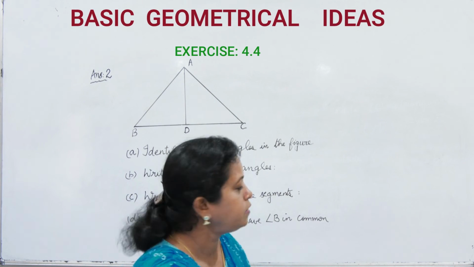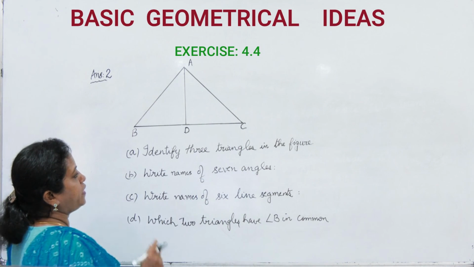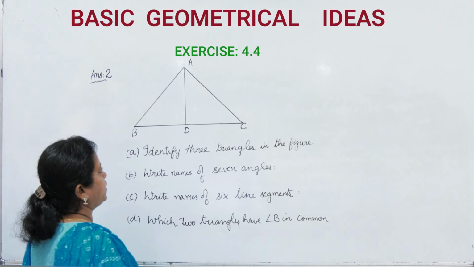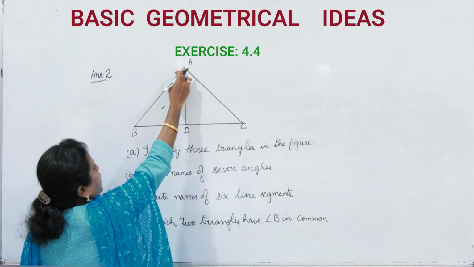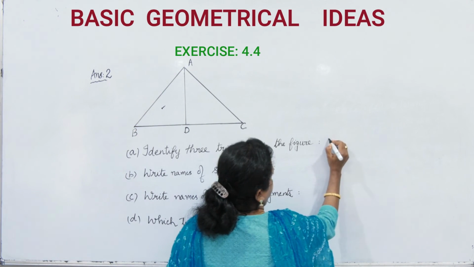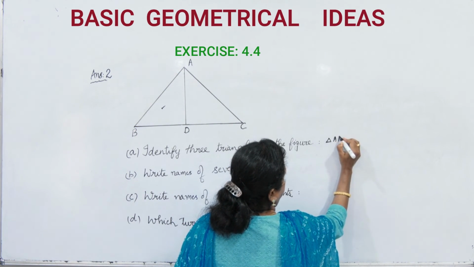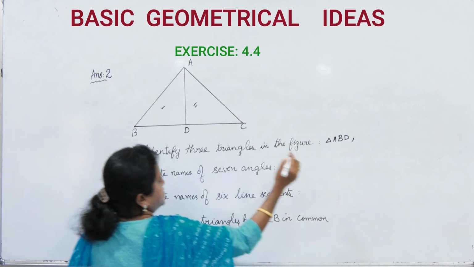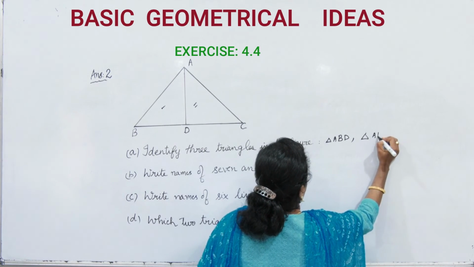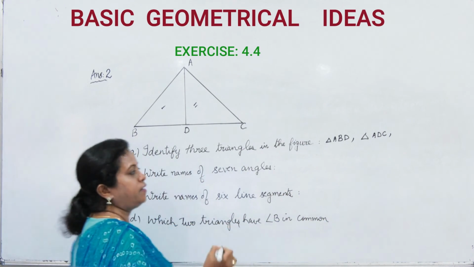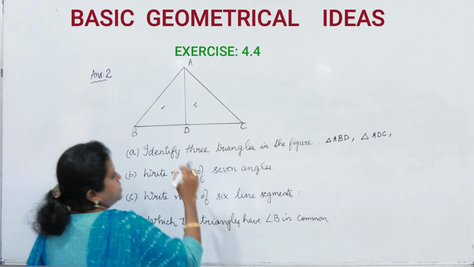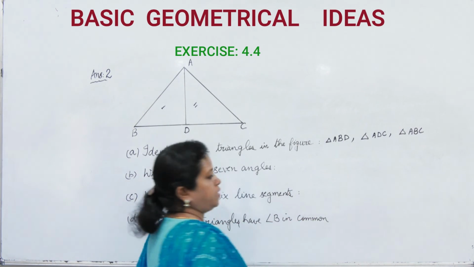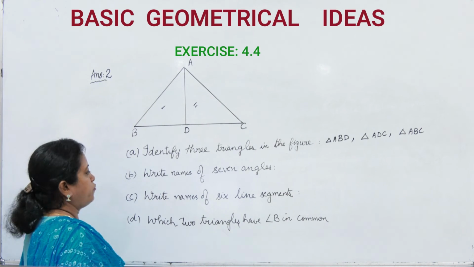Let us solve them one by one. The first question is, identify 3 triangles in the figure. Here you can see 3 triangles. Can you identify them? The first triangle is triangle ABD. The second triangle, this you can say, that is triangle ADC. What about the third triangle? It is the big triangle, that is the triangle ABC. These are the names of the 3 triangles that you see in the figure.